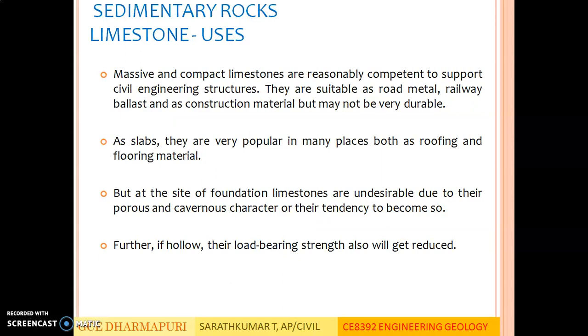Uses of limestone. Massive and compact limestones are reasonably competent to support civil engineering structures. They are suitable as road metal, railway ballast, and as construction material, but may not be very durable. As slabs, they are very popular in many places, both as roofing and flooring material. But at the site of foundation, limestones are undesirable due to their porous and cavernous character or their tendency to become so. Further, if hollow, their load bearing strength also will get reduced. If limestone has so many cavities in it, it resembles a hollow structure, and the load bearing capacity of such hollow structures is much lower.